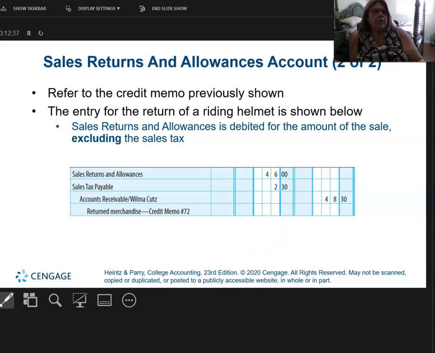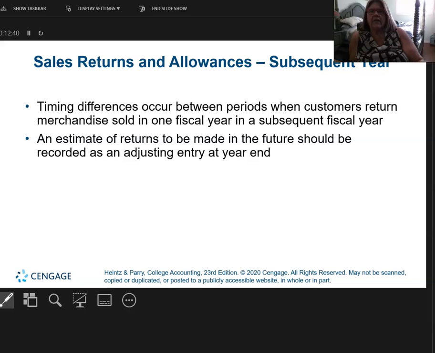Okay, so next we're going to take a look at the last slide for sales returns and allowances. Sometimes when I go from one year to the next, I might actually have a different balance in there. So my returns and allowances, you really want to keep an eye on it to make sure that when a customer returns in 1 year, it's actually credited to that period in time.